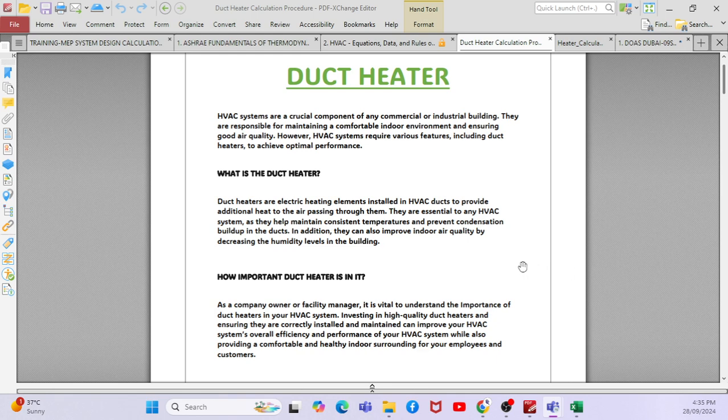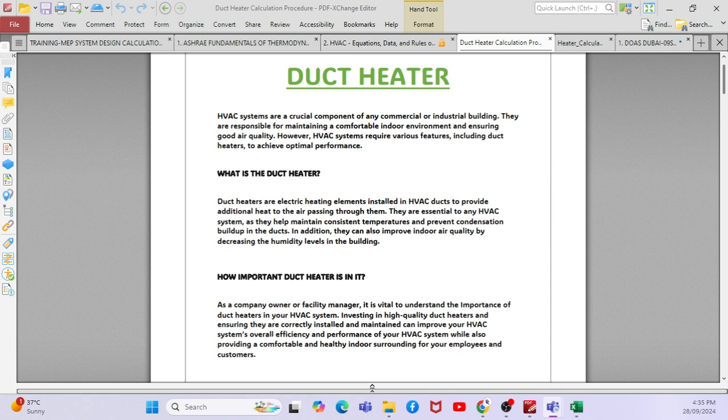This is a very simple equation, but to understand where we are using it, because normally you don't prefer a duct heater. The capacity of the duct heater is very high, so the electrical load increases. You don't propose a duct heater most of the time, but only in the conditions where it is required will you propose it.